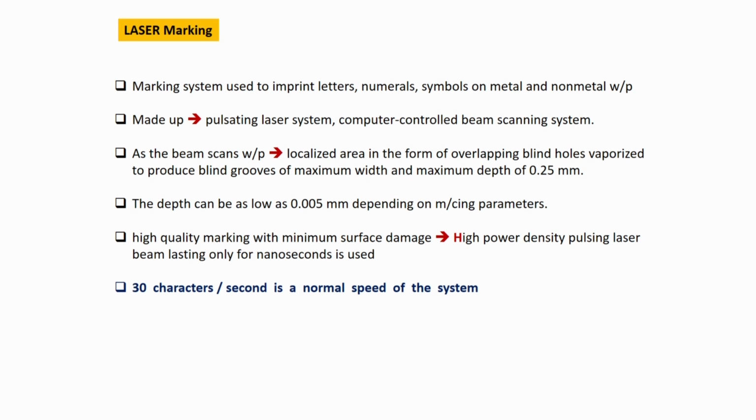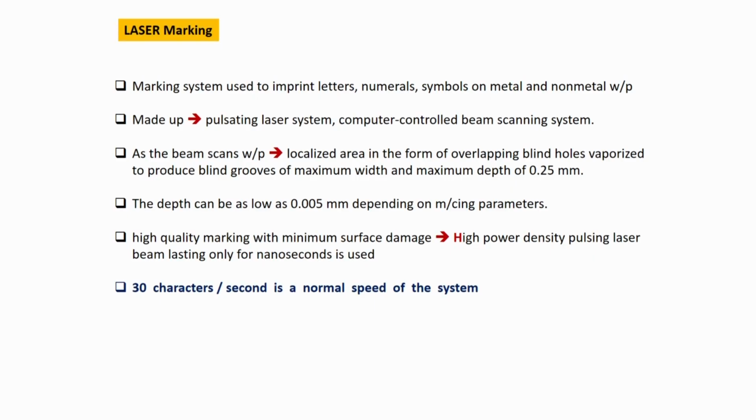As the beam scans the workpiece, localized areas in the form of overlapping blind holes are vaporized to produce blind grooves of maximum width and maximum depth of 0.25 millimeter. Depth can be as low as 0.005 millimeter also. So depth of cut can be machined 0.005 millimeter or 5 micron. It depends on the machining parameters.